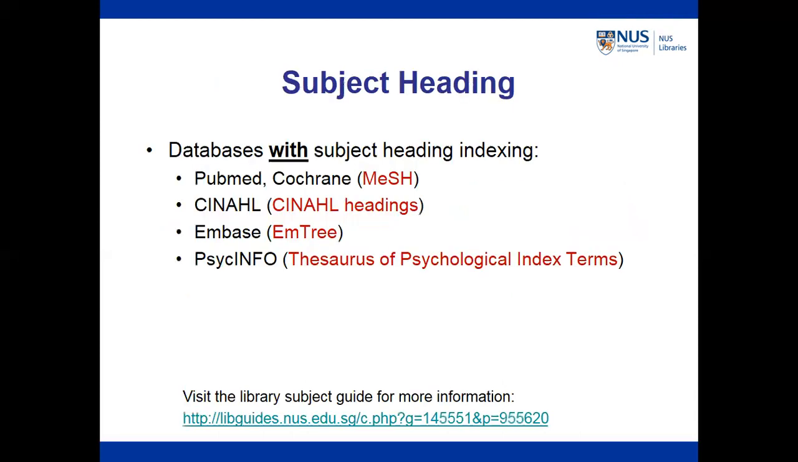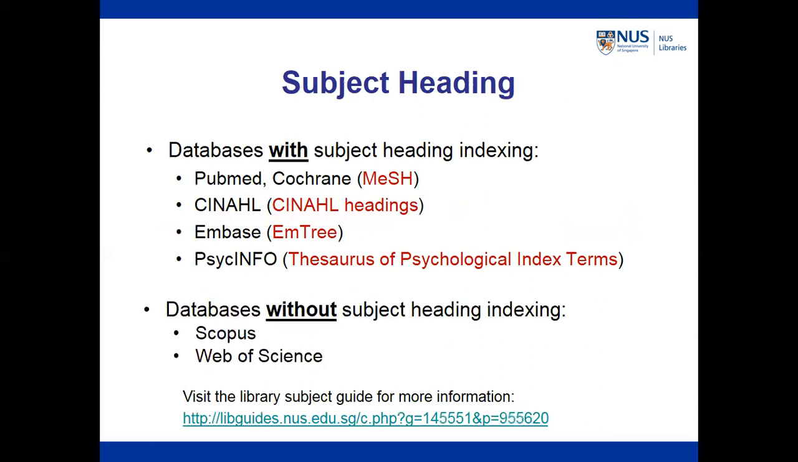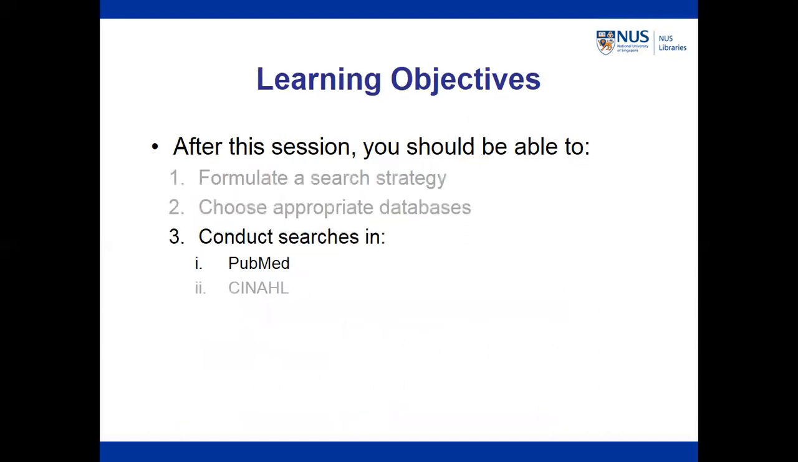You can see more databases listed in this slide, and we group them into databases with subject headings and without. These are subject-specific databases, and each of them will have slightly different subject headings. For example, CINAHL is strong in nursing, and therefore has more subject headings in nursing topics than all the others. If you need more information, please visit the library subject guide as the link is given in the slide. Now we are coming to the database search.